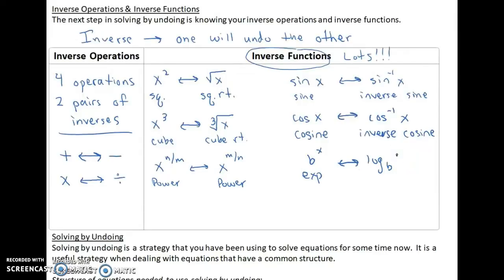The last big set of inverse functions that we're going to do here is your exponents and logs. These are always the tricky ones because students don't always want to connect exponential and logarithmic functions as inverses.